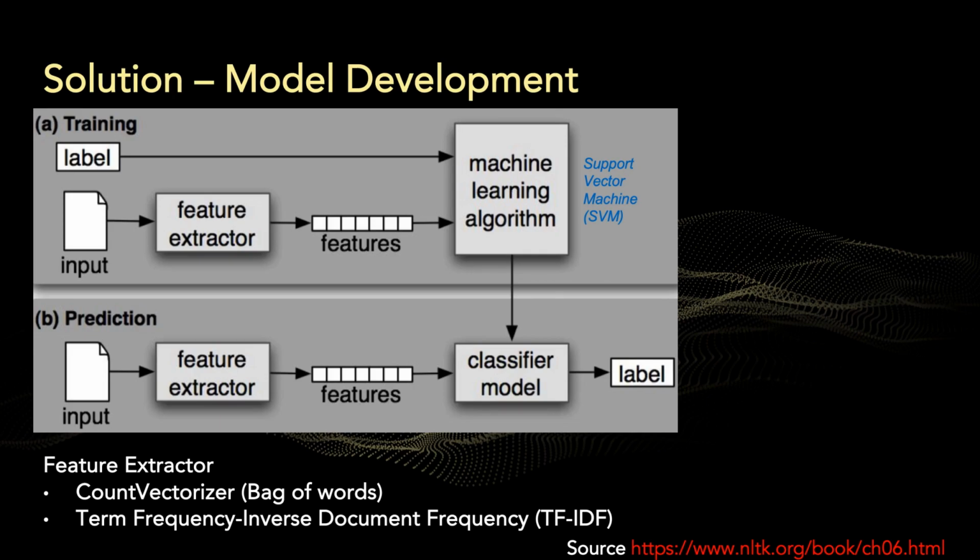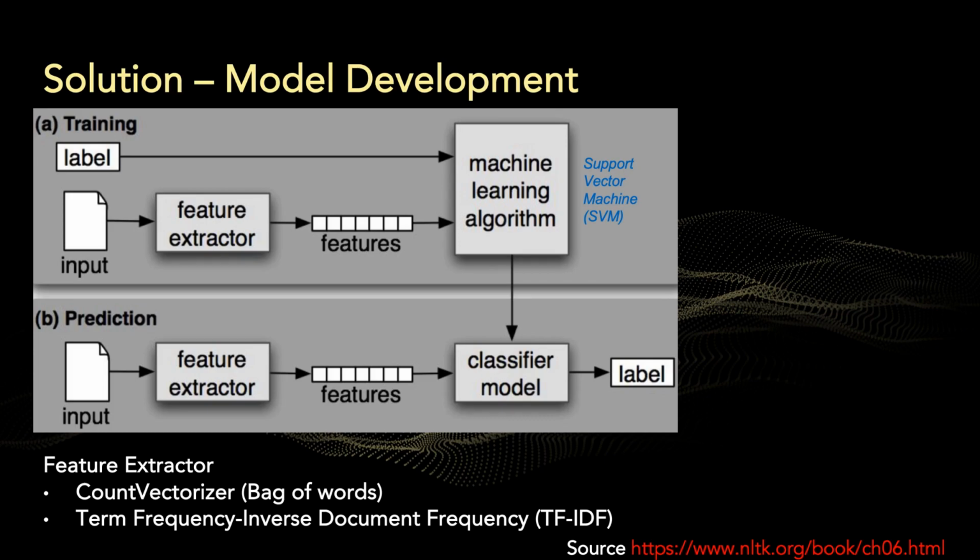The diagram on this slide shows the general outline of a machine learning text classification problem. The diagram illustrates text classification being broken down into a training phase and a prediction phase. During the training phase, the raw text is fed into a feature extractor that converts the text into numeric features that can be processed by a machine learning algorithm. In our case, we used CountVectorizer, bag of words, to obtain a matrix containing a count of words from the vocabulary.